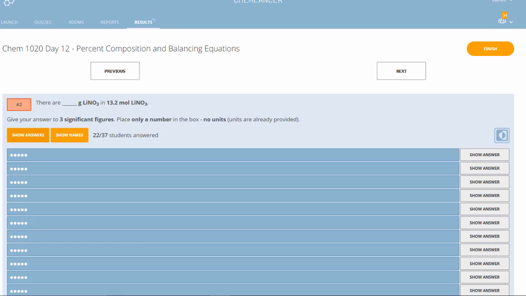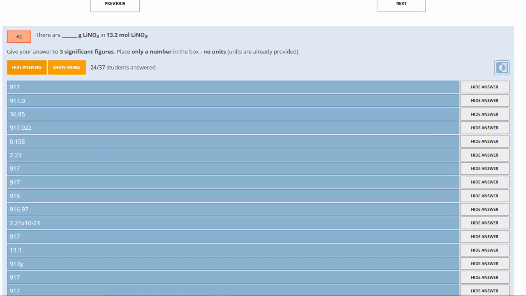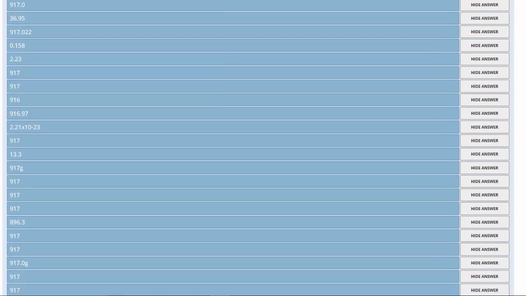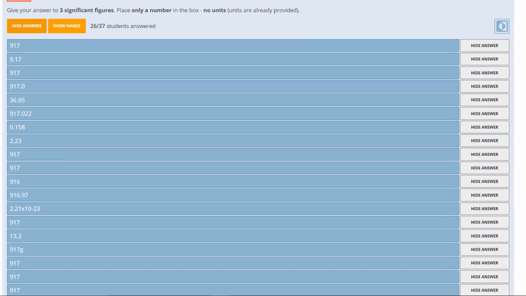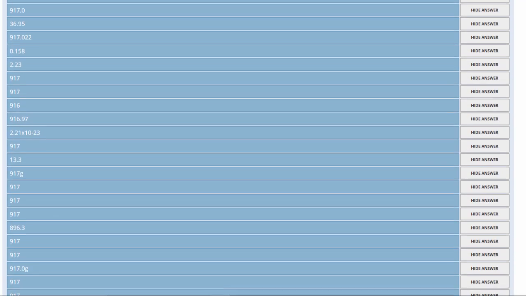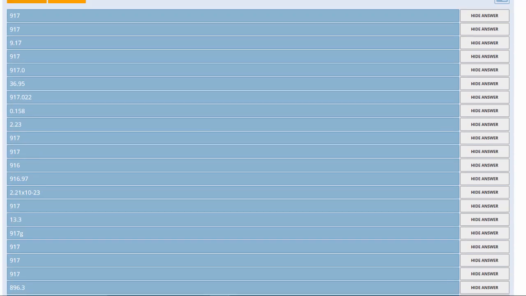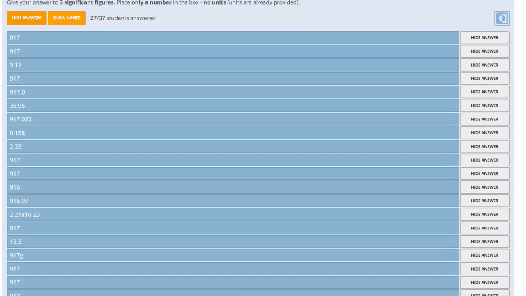Okay, and we're going to count down. 5, 4, 3, 2, 1. Correct answer here is 917. Some of you are not reading the fact that you're not supposed to be putting in units on here. Okay, and 3 significant figures. If you look at this one, this is not 3 significant figures.